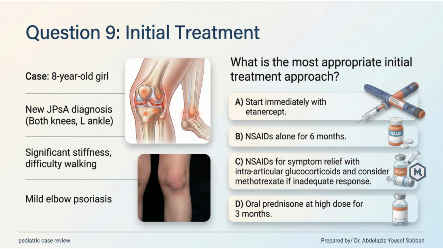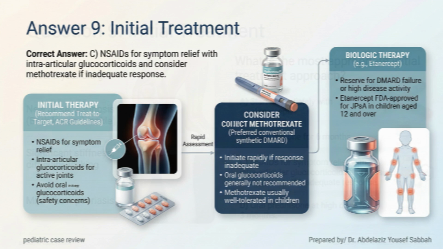Option A, start immediately with etanercept. Option B, nonsteroidal anti-inflammatory drugs alone for 6 months. Option C, nonsteroidal anti-inflammatory drugs for symptom relief with intra-articular glucocorticoids and consider methotrexate if inadequate response. Option D, oral prednisone at high dose for 3 months. The correct answer is option C.